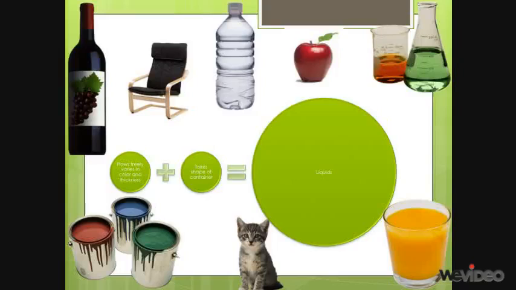Bottle in the left corner, is this a solid, a liquid, or a gas? What is in the wine bottle is a liquid. We know this is a liquid because if we looked inside, we would see it was flowing freely and takes the shape of the bottle.